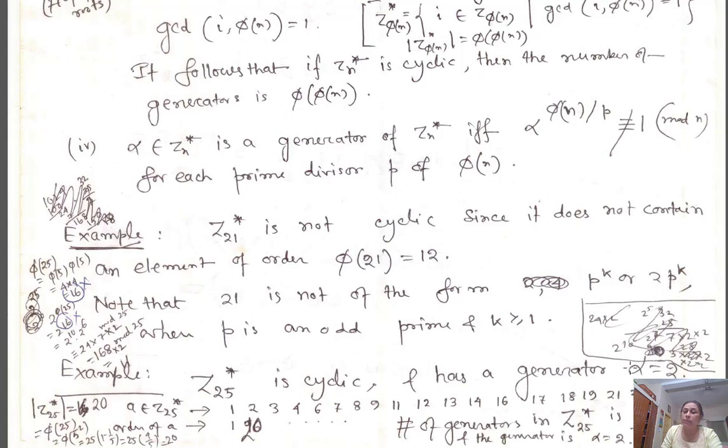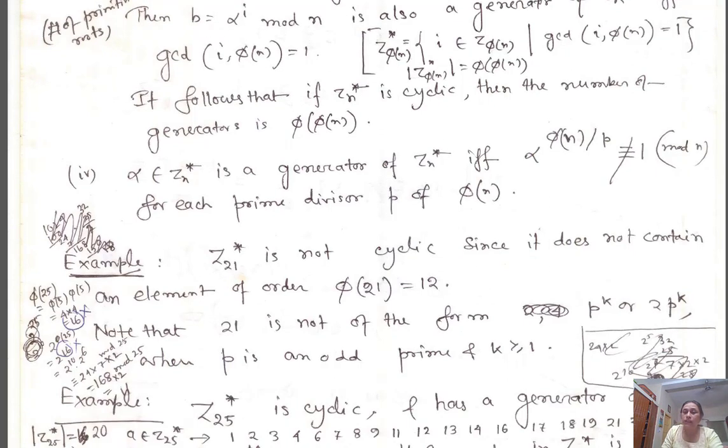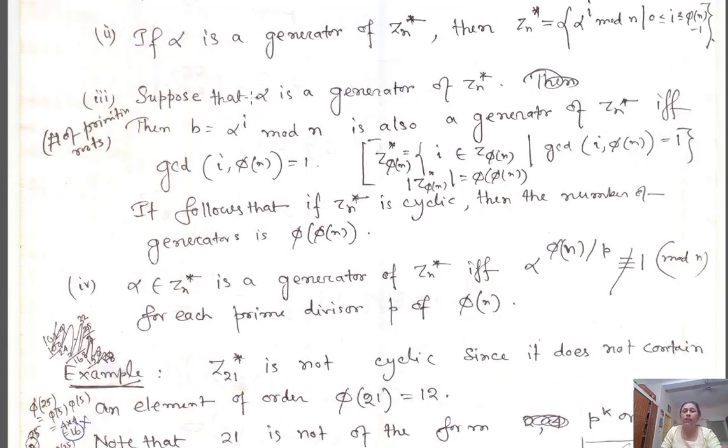Now, can you find other primitive elements? Utilizing this formula, you can find other primitive elements. This is one generator. So if you know one generator, you can find other generators by taking the powers of alpha and reducing modulo n, provided this power is co-prime to phi n. You have to choose this power co-prime to phi n.